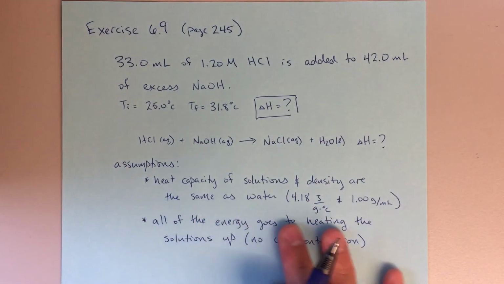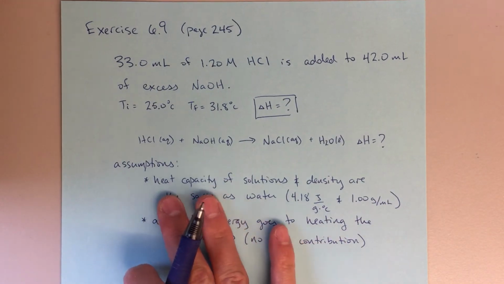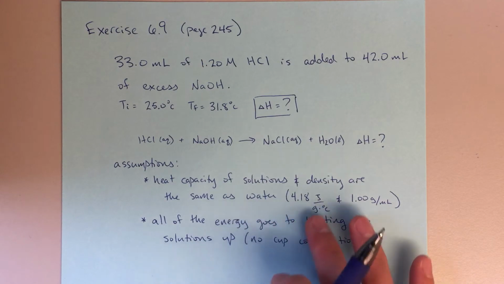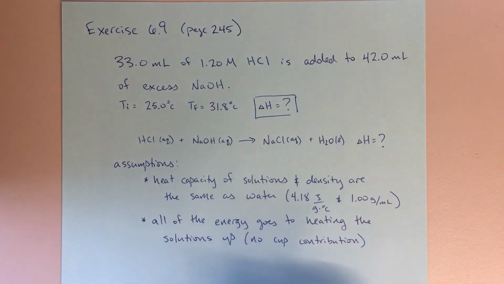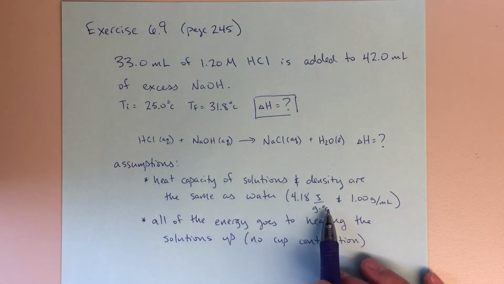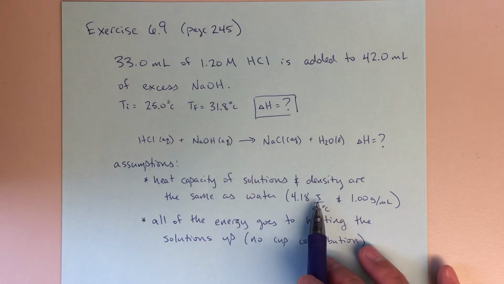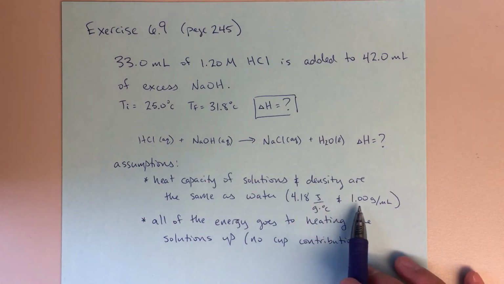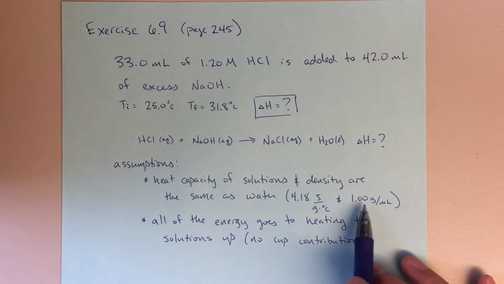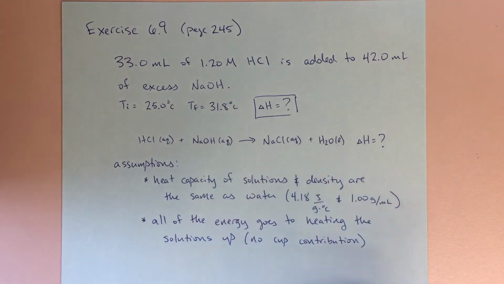It tells us to make some assumptions. So here the heat capacity of the solutions and density are the same as water. So that heat capacity is 4.18 joules over grams times degrees Celsius. Make sure you pay attention to the units there. And then the density of water, 1 gram per milliliter. So I can just use grams and milliliters interchangeably.